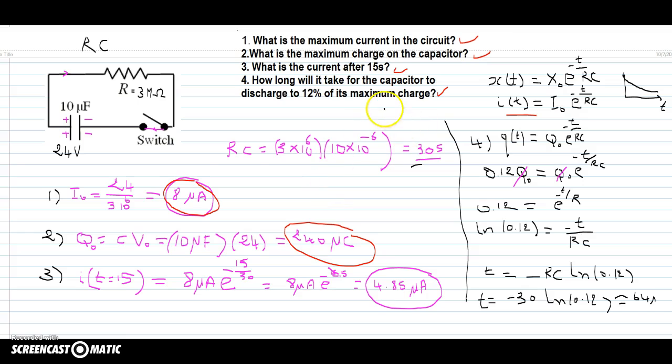So here I can ask more questions. For example, what is the voltage, let's say after 2 seconds? What is the voltage across R? I'm going to use the same equations. Okay.